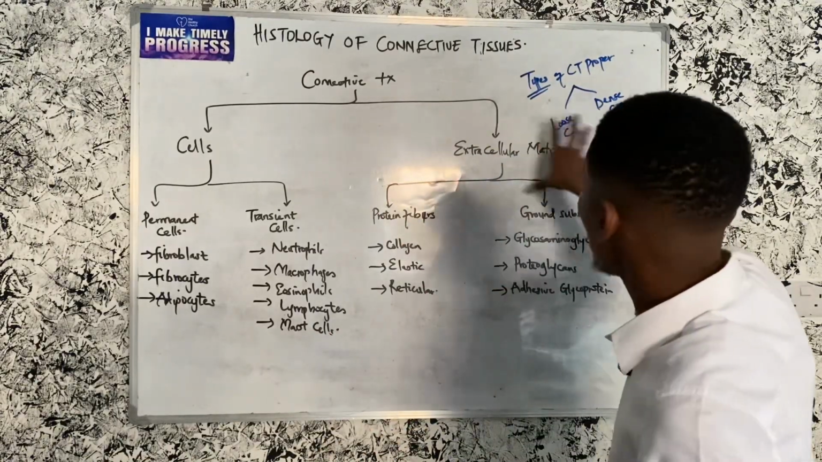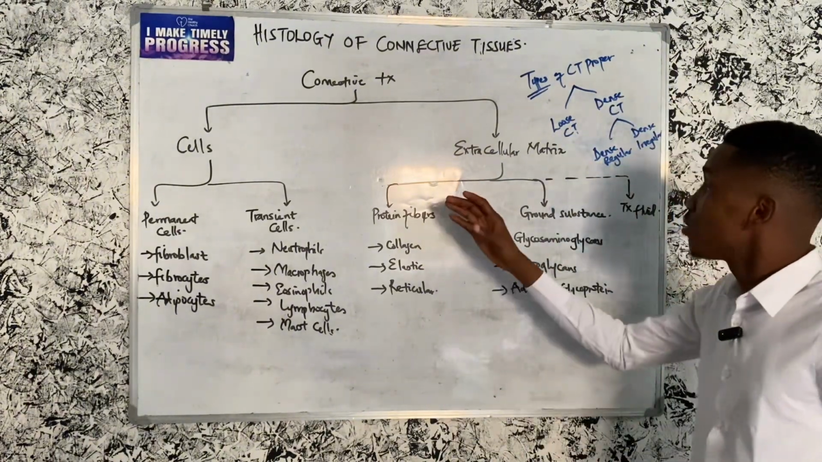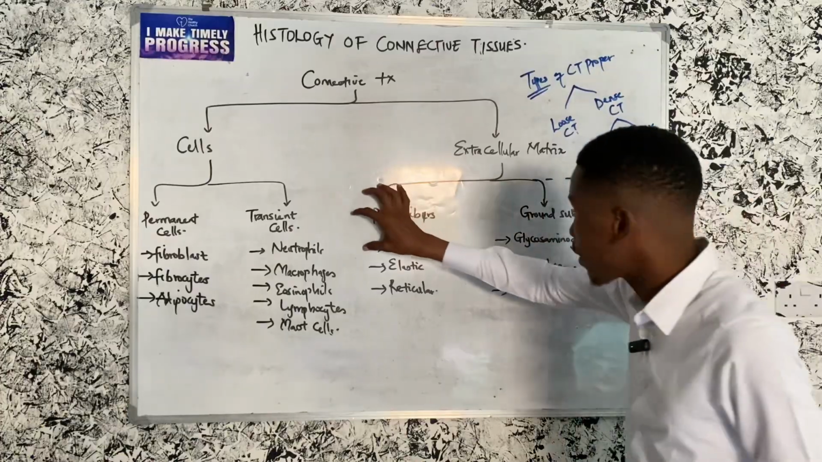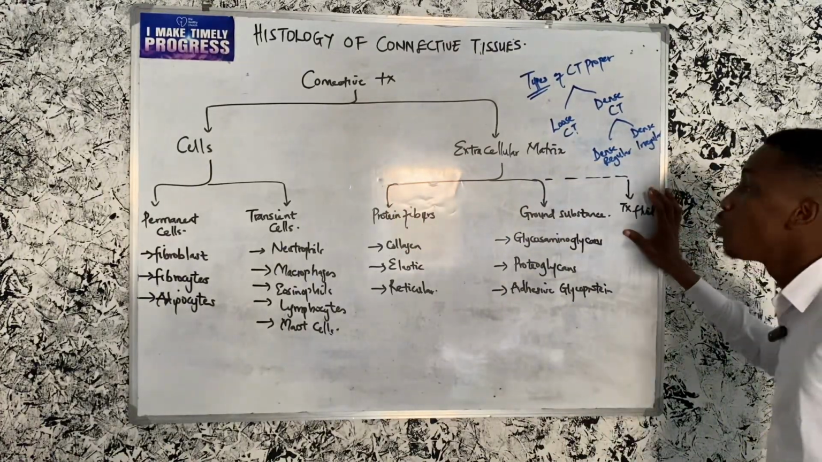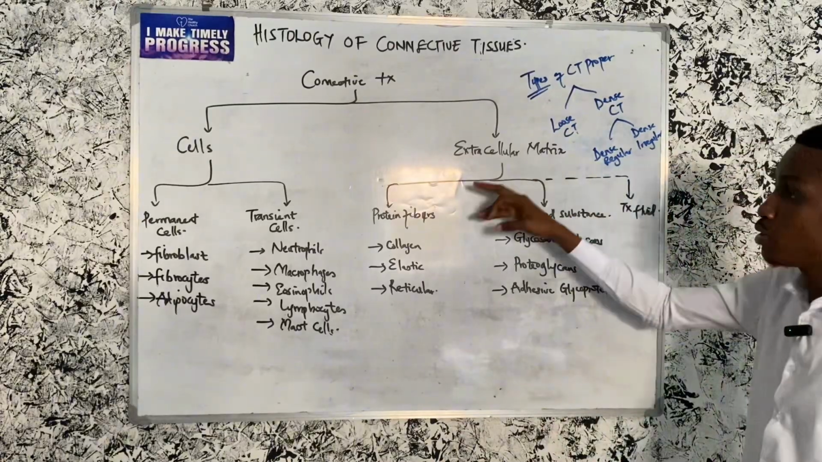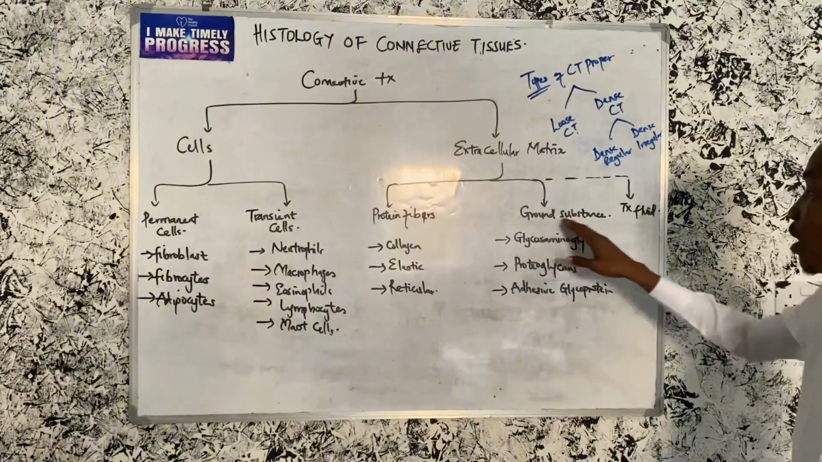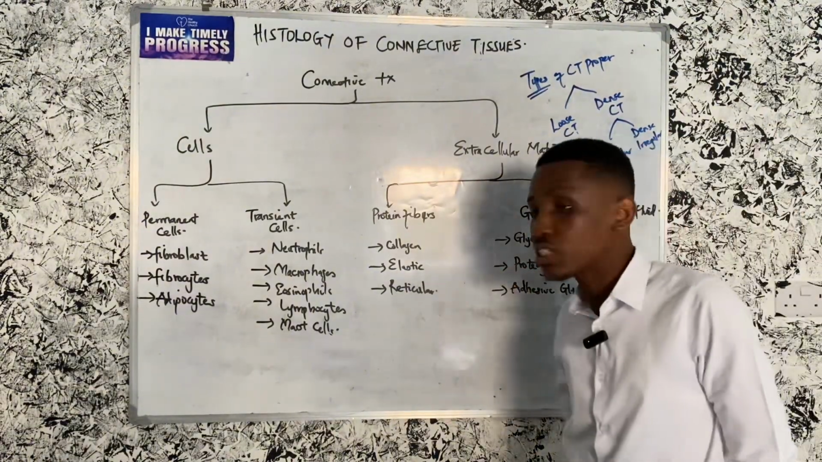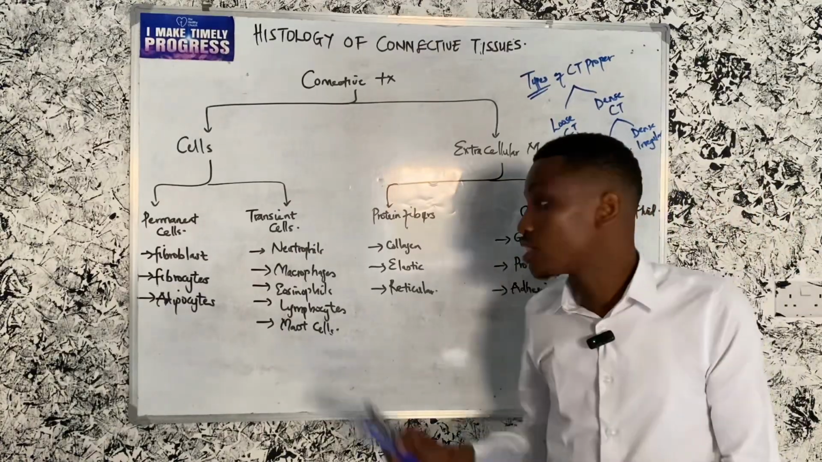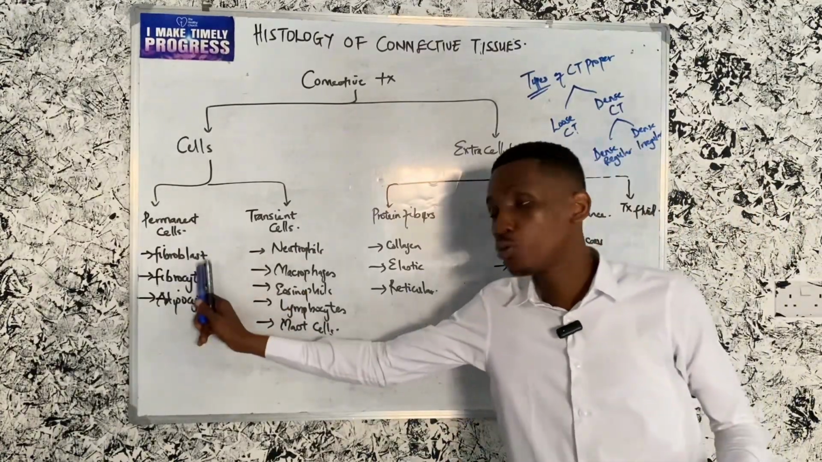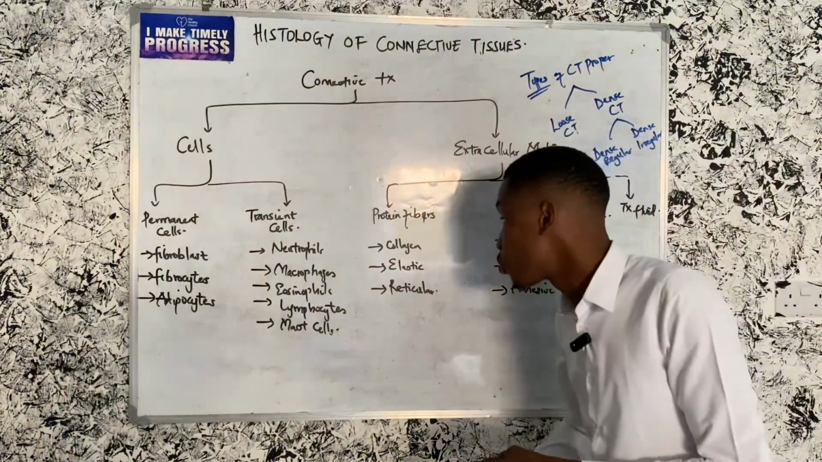Now, when I come to the extracellular matrix, which is what we have outside the cells, books will tell you it is protein fibers and ground substance. Other books will add tissue fluid. But at least broadly, the extracellular matrix is protein fibers and ground substance. The protein fibers are either collagen, elastic, or reticular. Collagen is the most abundant. The most abundant cell was who? Fibroblasts. The most abundant protein fiber is collagen.